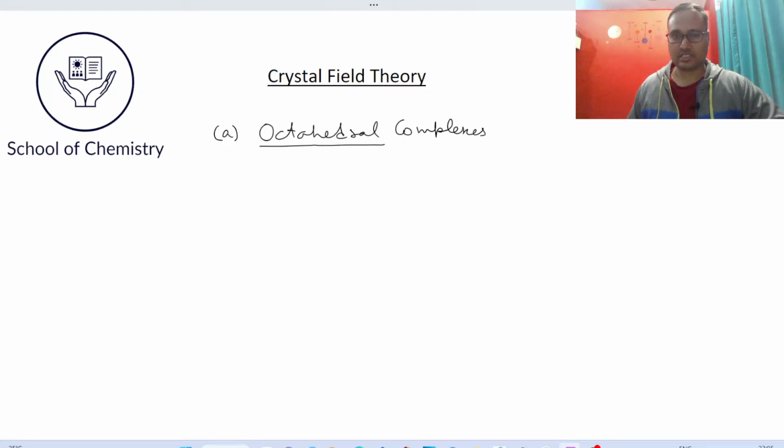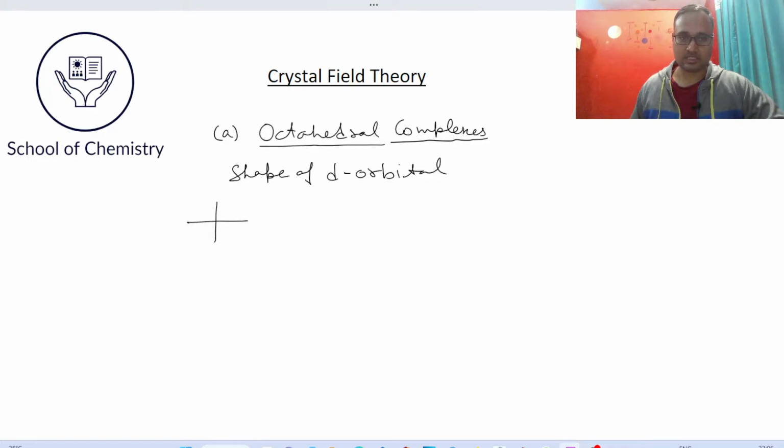Now, in order to study the splitting of d orbital in octahedral complexes, we must first be aware of the shape of the d orbital. It has five different shapes. What are these five different shapes? These are along the different axes. Suppose this is the x-axis, this is the y-axis, so we can represent this dxy like this. This is one shape.